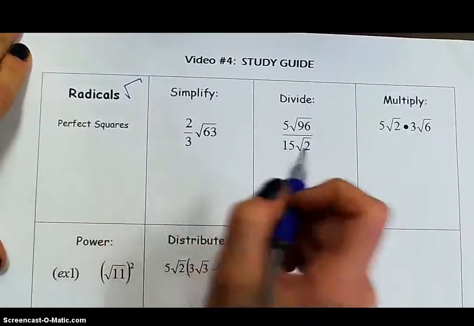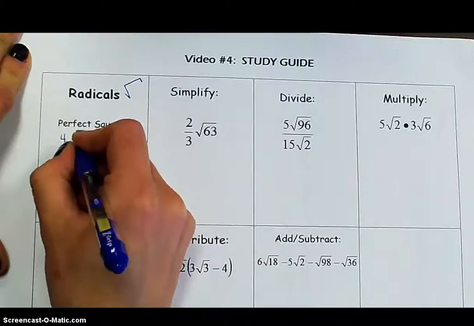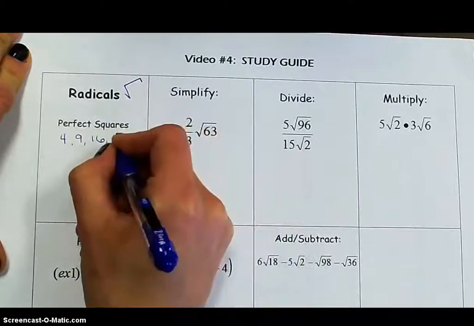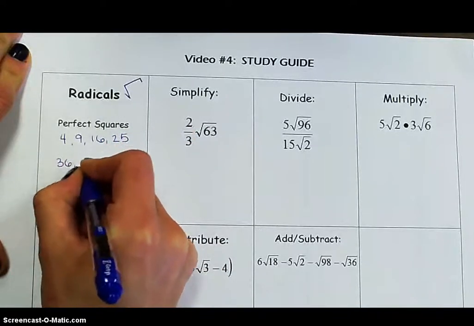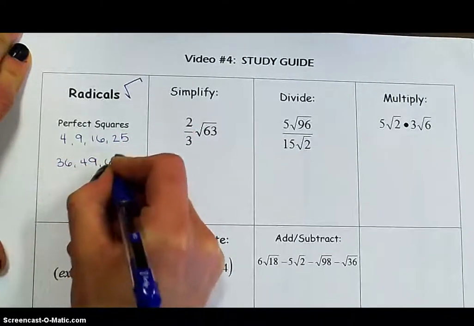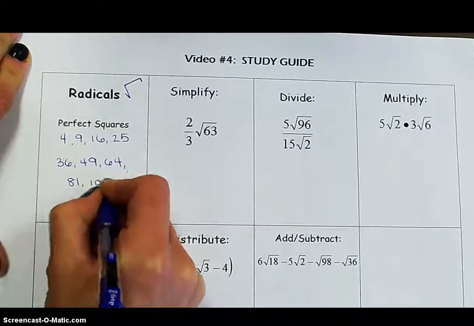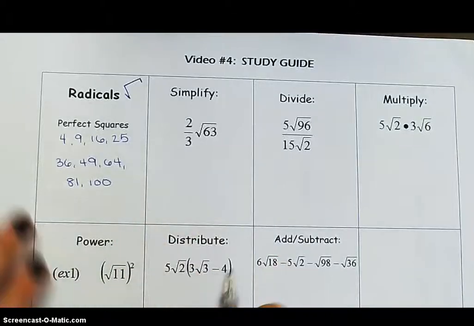So let's remember 2 times 2 is 4. 3 times 3 is 9. 4 times 4, 16. 5 times 5, 6 times 6, 7 times 7, 8 times 8, 9 times 9, and 10 times 10.